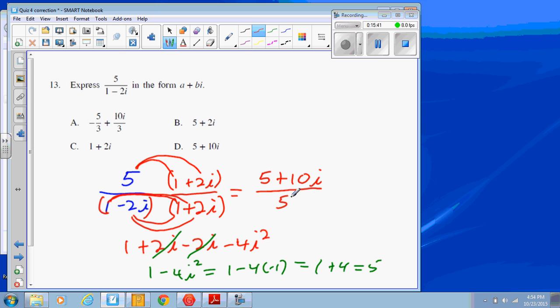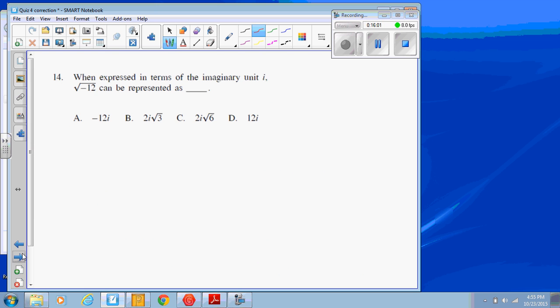And again, that doesn't work. Technically, what we're supposed to do is separate this into two fractions, 5 over 5 plus 10I over 5. 5 over 5 is 1. 10 over 5 is 2. 1 plus 2I would be the solution to that one. And we're going to move on.